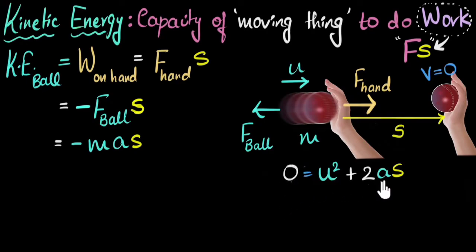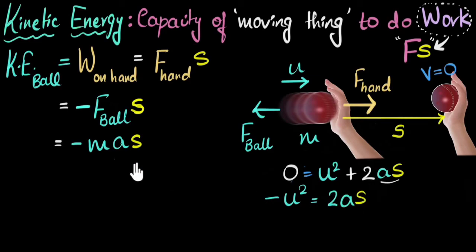And if you look carefully, the AS is over here, which I want to get rid of. So let's find out what AS is from this equation. Okay, so let's keep AS on this side and let's put everything else on the other side. So let's subtract u square from both sides. So I'll get a minus u square over here, and that equals 2AS.